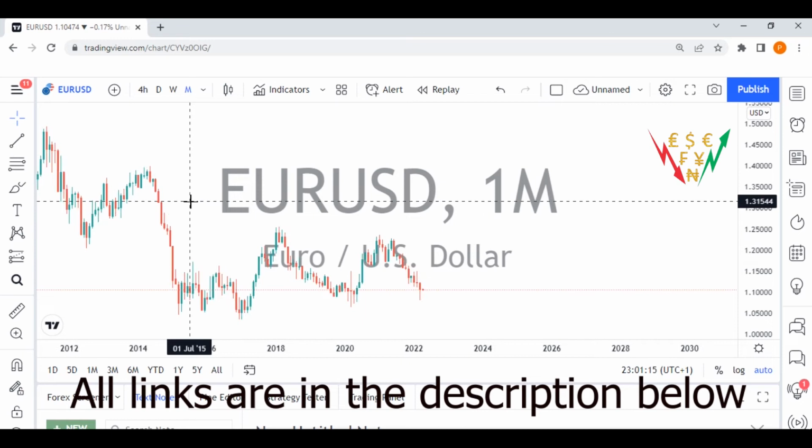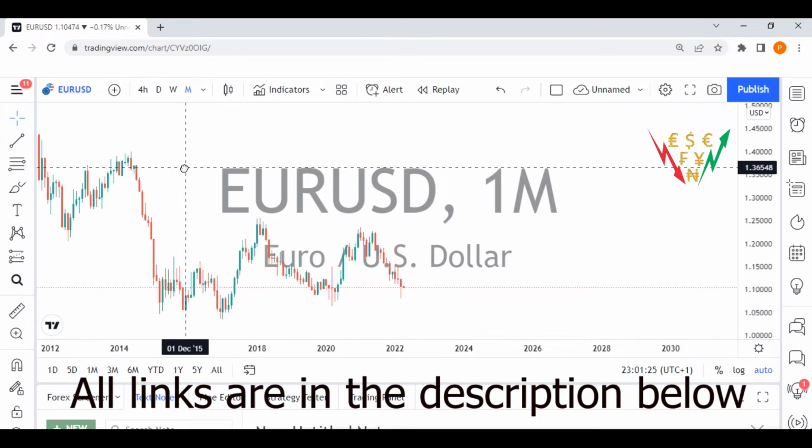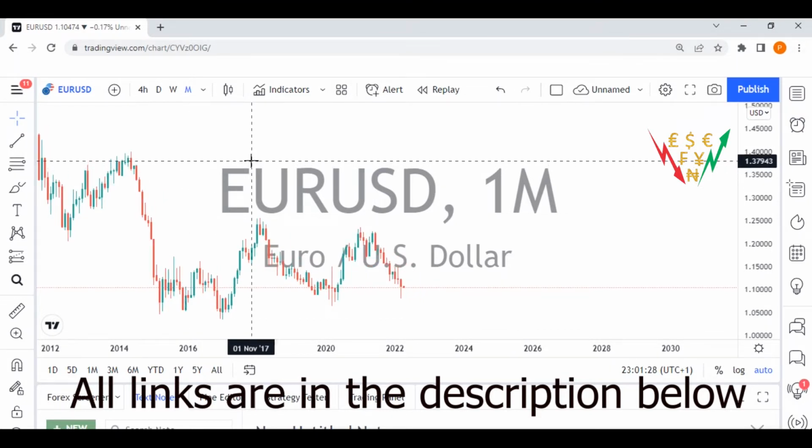However, from our point of view, we're actually seeing a scenario from the fundamental point where we could expect some kind of bullish move from the Euro USD. So, guys, with that much said, let's dive into the technicals.